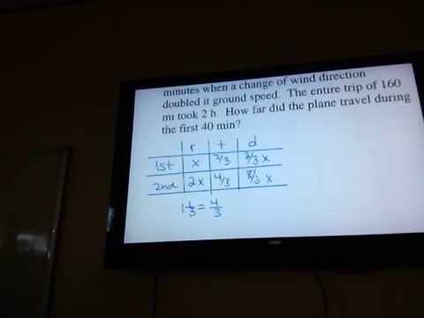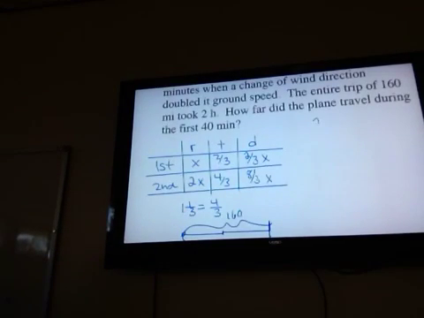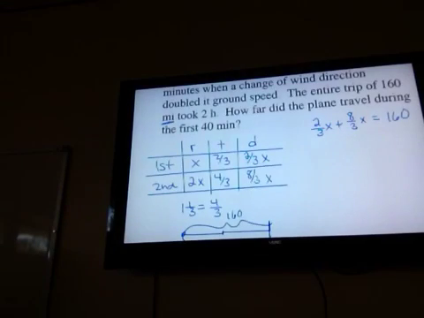So, we've got this plane. It's traveling along. The wind changes, we keep going. And then those two parts together are my 160. If they don't give you a total distance, you can't do a total distance question. This is a total distance. They're telling you the entire trip. So the distance of the first part plus the distance of the second part equals my 160. Oh, there is miles. There is miles. I missed that a while ago. 160 miles.